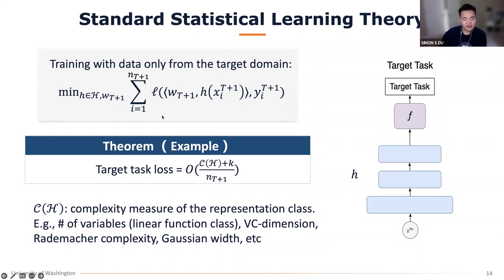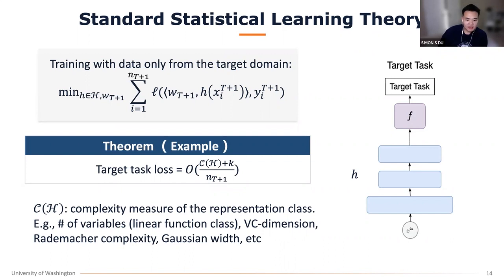And then you also have a linear predictor, which is w_{T+1}. And remember, we assume that the representation dimension is k. So it will have complexity measure of k. And then in the denominator, you will have N_{T+1}, because in total you have this number of data. So for quadratic loss, you can get this very easily using a standard empirical risk minimization type of analysis. This is what classical statistical learning theory says. If you only have one target task, you can do supervised learning.